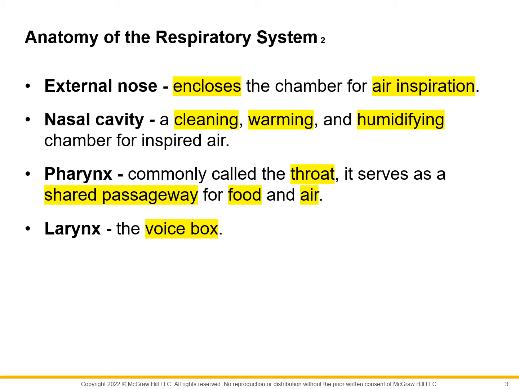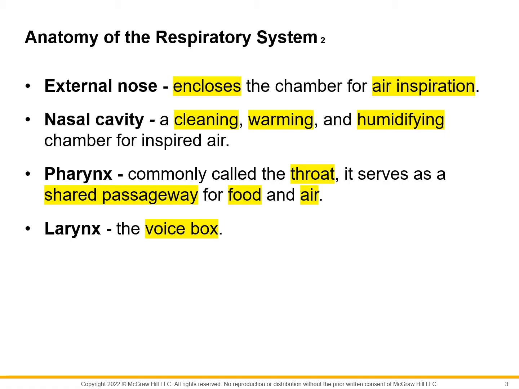First, yung point of entry po nung hangin na hinihinga natin, this would enter the external nose. So the nose is basically a chamber for the air that we inhale. Next, pagpasok po nung hangin sa ilong, it would pass through the nasal cavity. In this area, we would have nose hairs that would clean the air.